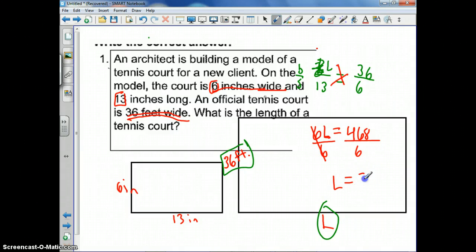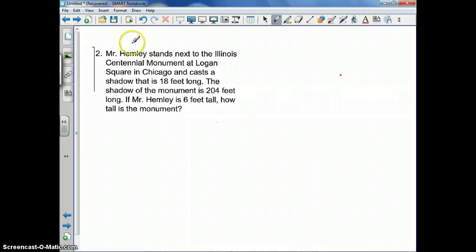What is it? 78. And the big tennis court was in feet, so I'm going to put 78 feet. And then we're done. Any questions about number 1? Yes, sir? I had a question, but I don't think it has to do with the same one. All right, so this is similar to a couple that we did in class today, talking about shadows.